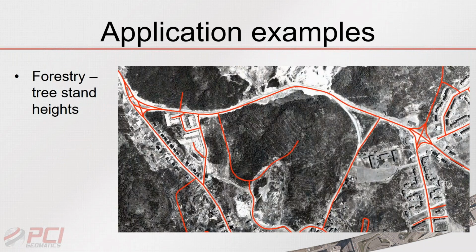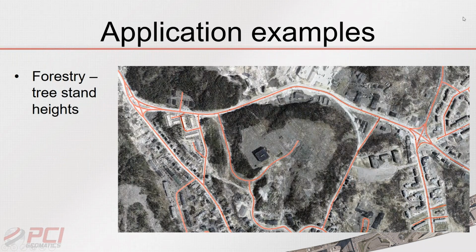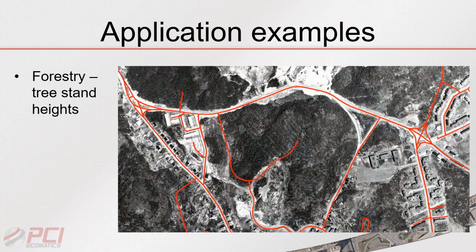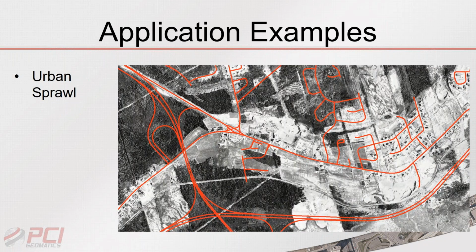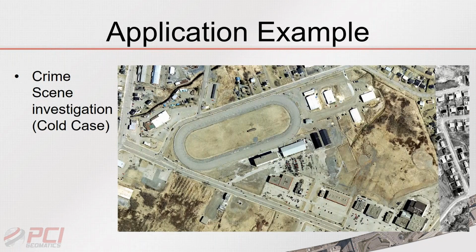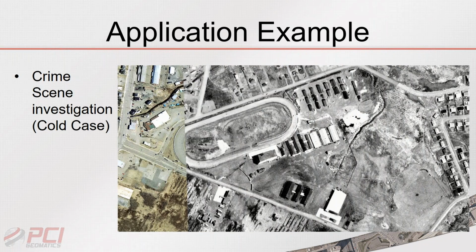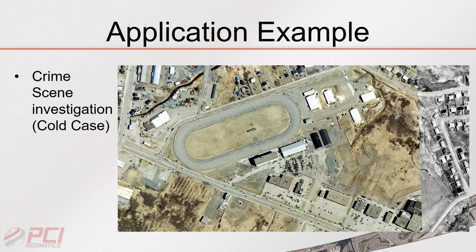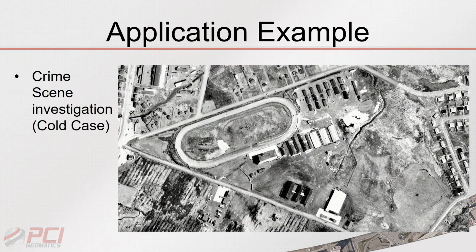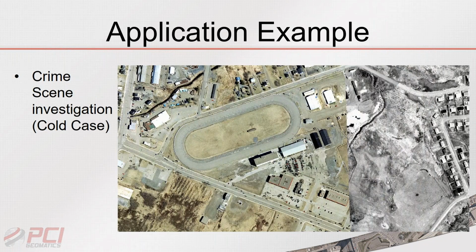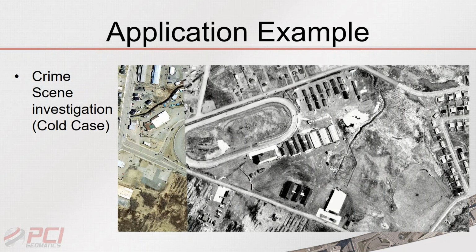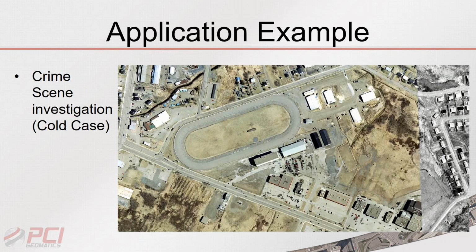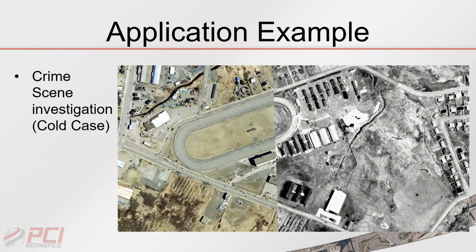You can see forestry stands, heights. It's also been used by the police department. They've contacted us as part of a cold case for a missing person. They wanted to know what was in the area of interest in around 1967. So it was nice to have the historic air photos to be able to look at and show them what was in that area when the person went missing.